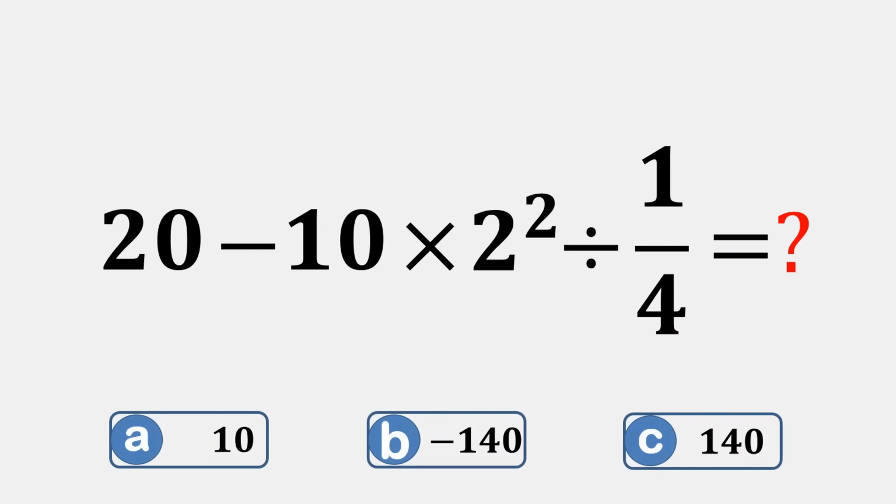All right, now it's your turn. Here is your challenge. 20 minus 10 multiplied by 2 squared divided by 1/4. Don't rush. Follow the order of operations and the KFC rule carefully.